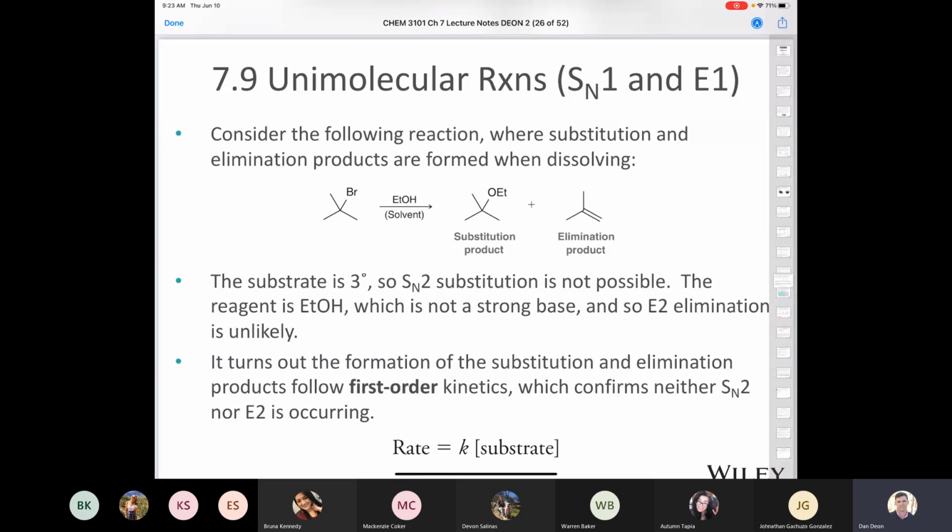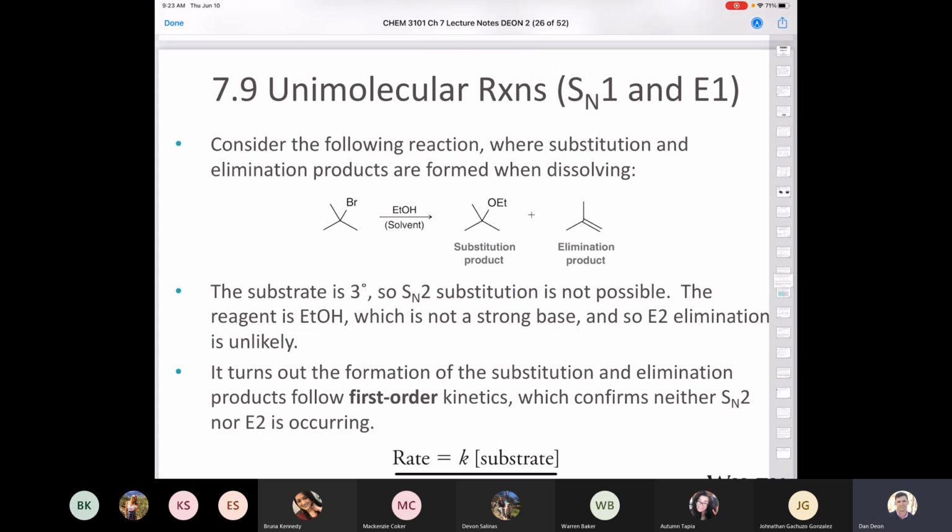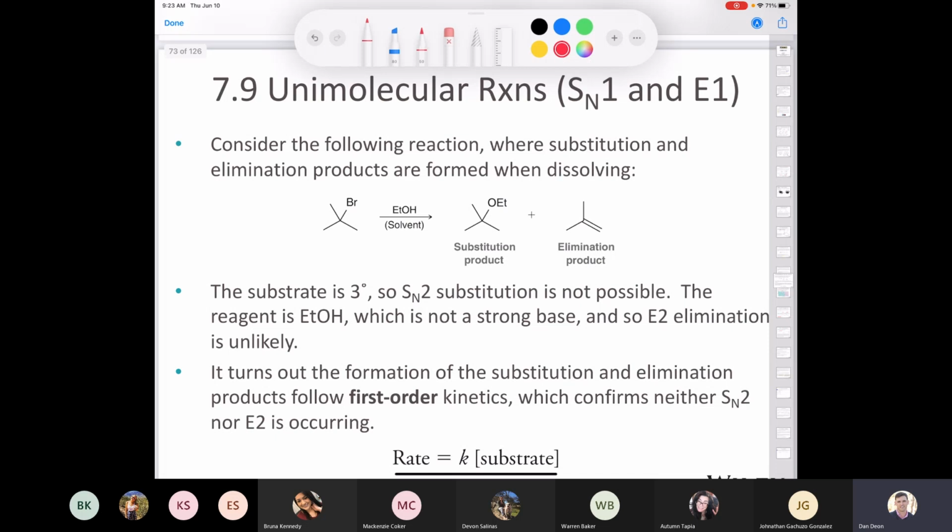All right, so Chemistry 3101, this is section 7.9, and we're going to now look at unimolecular reactions, SN1 and E1 reactions. We've already spent quite a bit of time talking about SN2 and E2 reactions. So we're going to start off by taking a look at a reaction. It says right here off the slide, consider this reaction where substitution and elimination products are both formed when you dissolve tert-butyl bromide in ethanol.